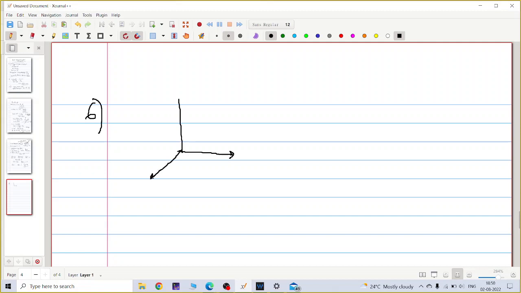Tangential direction, you know, for any parametric curve. Okay, let me draw this quickly, if it is possible to draw. Then suppose there is a cylinder.